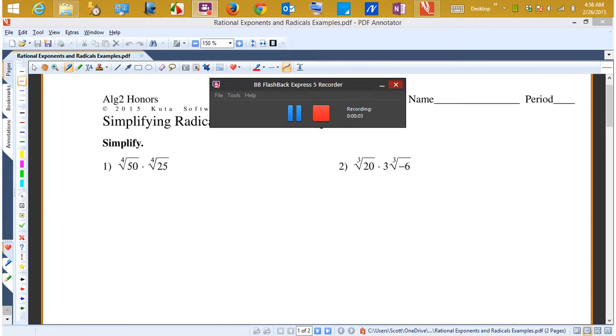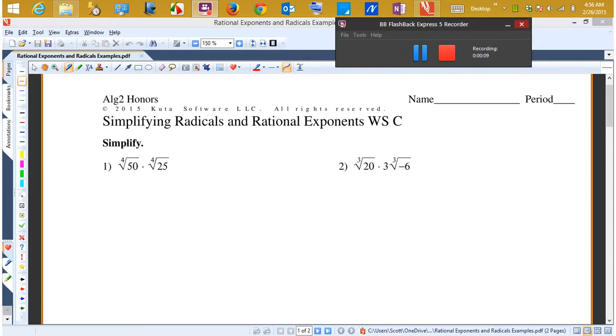Okay, I'm going to work out some rational exponent and radical examples that ought to be able to help you with your homework. So let's get started. The first problem, what we're doing is we're multiplying some fourth power radicals together. So the way I'm going to work it is I'm going to break these down and put them under one radical.